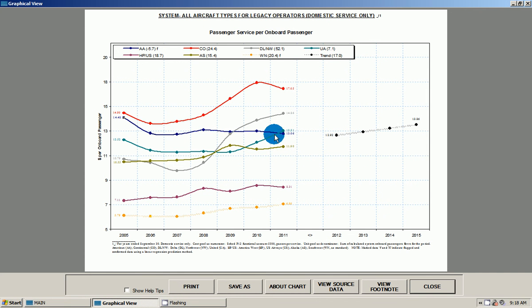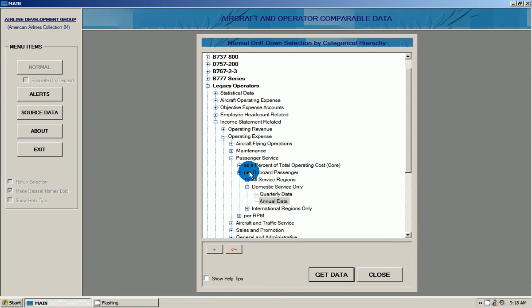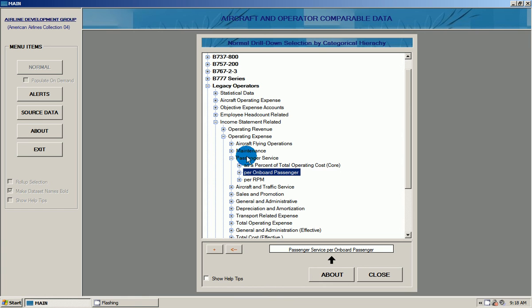Here it is. It's about 13. Looks like about $13 per passenger. Kind of mid-range for American. We can look at sales and promotion.